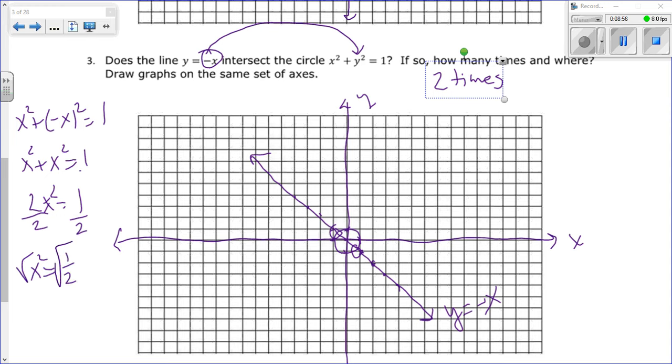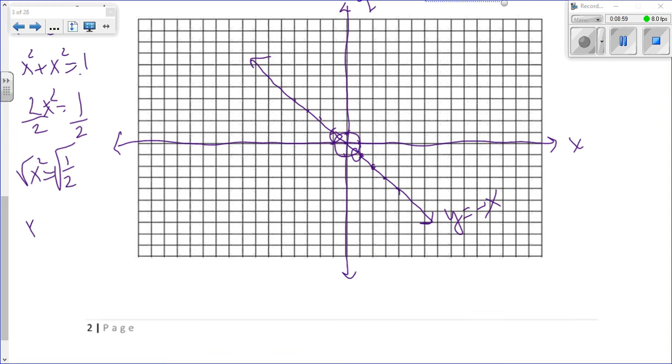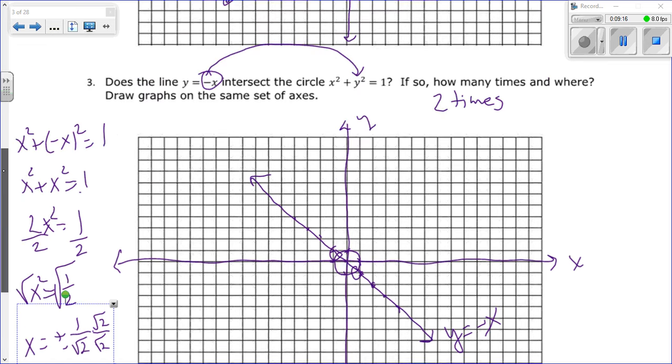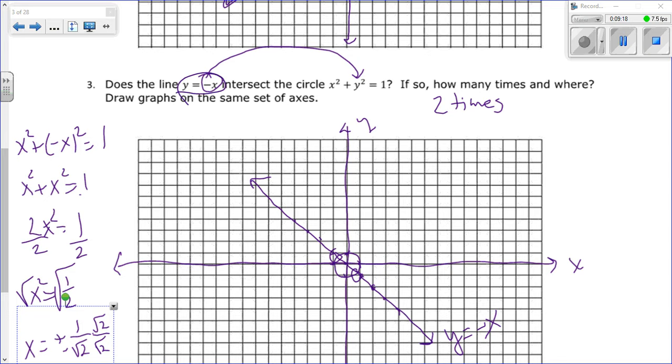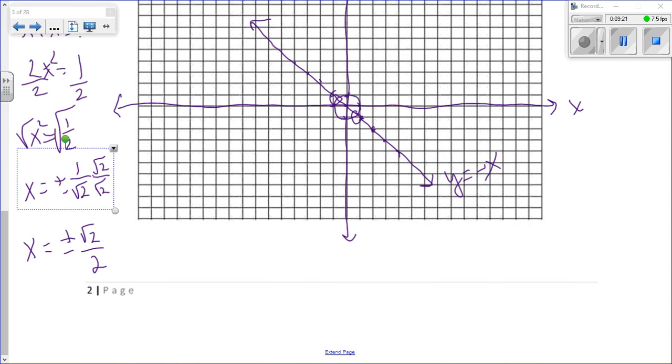And then if I take the square root, I will have x equals plus or minus 1 over radical 2. And then we can't leave radical 2 in the denominator, so we make that plus or minus radical 2 over 2 for our x values. And then to find our y values, y is equal to -x. So I have y equals negative radical 2 over 2.